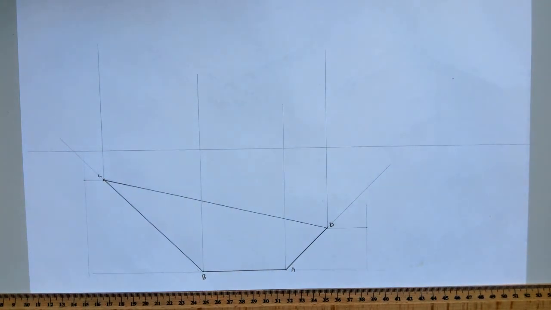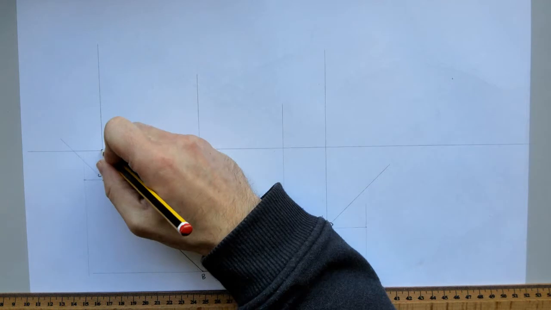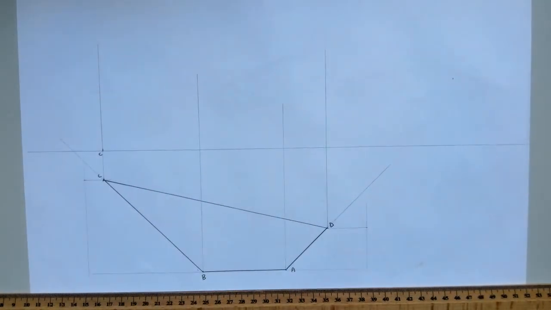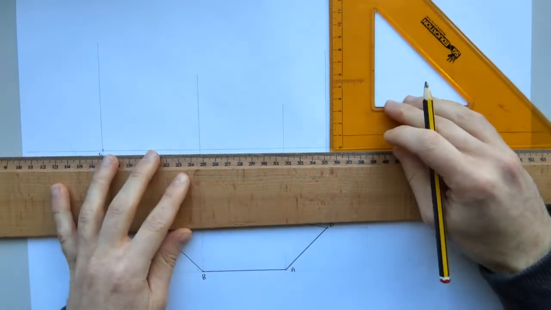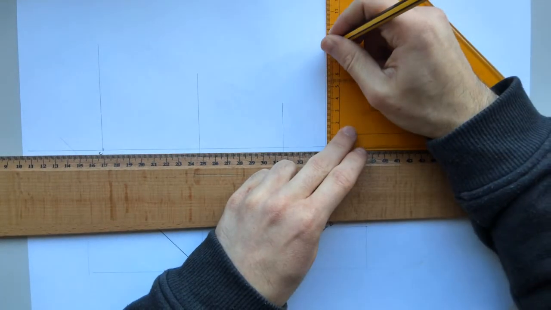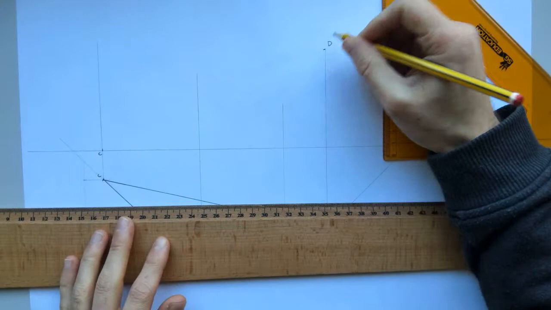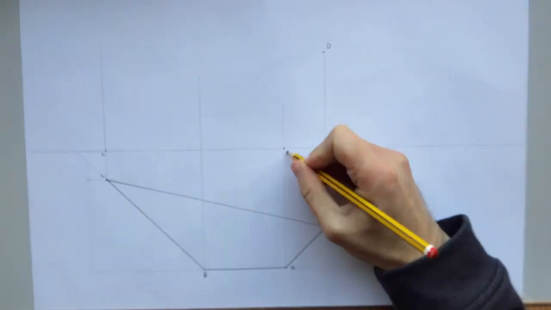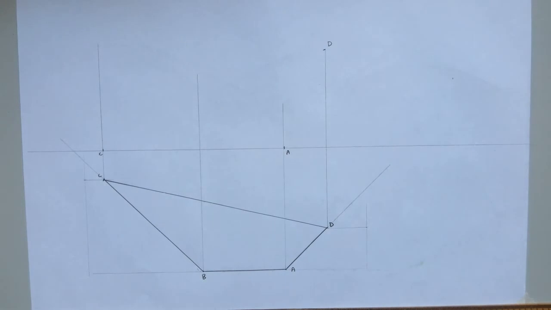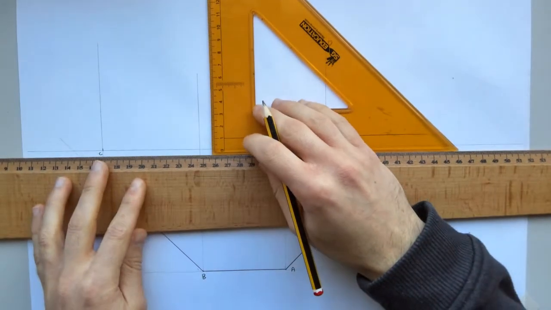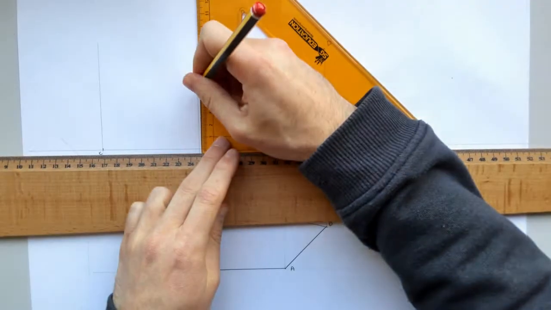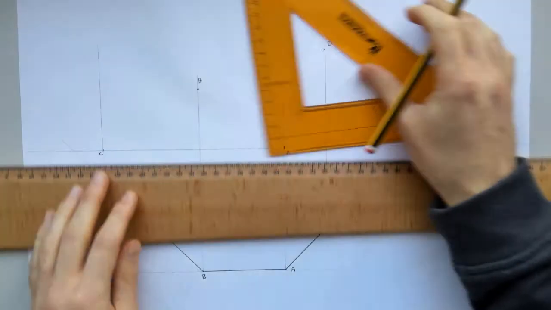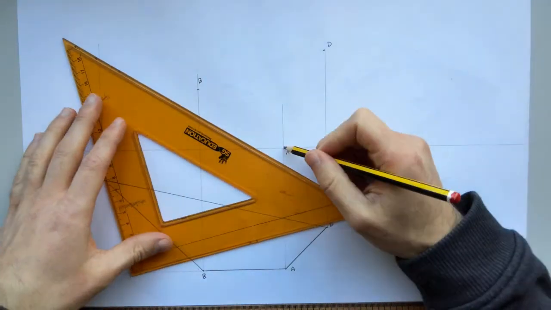And then I'm told that point C is actually on the ground here. Point D is a total of 80 mm up. So 80 mm is going to be there, that's D. And then A is going to be on the ground as well. And B is going to be a total of 50 mm up. And just repeat the process again.